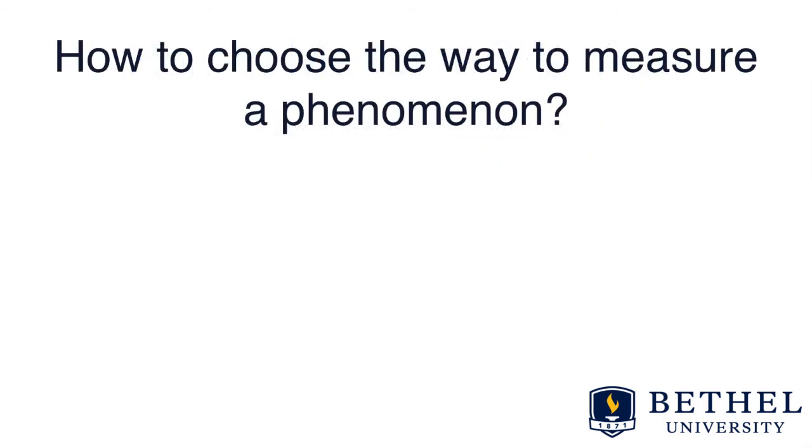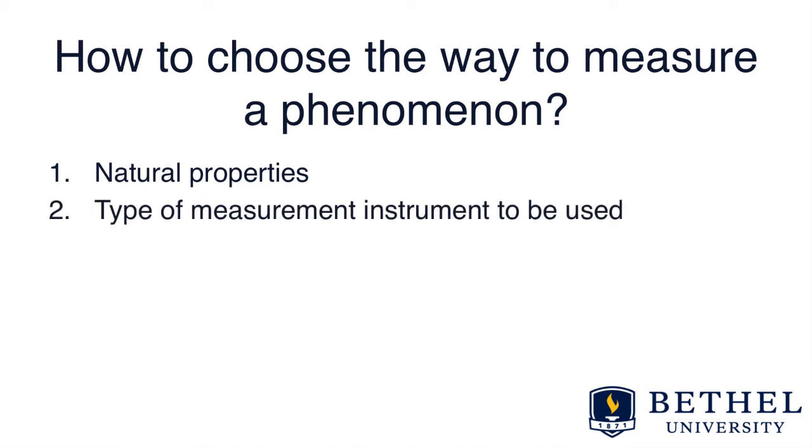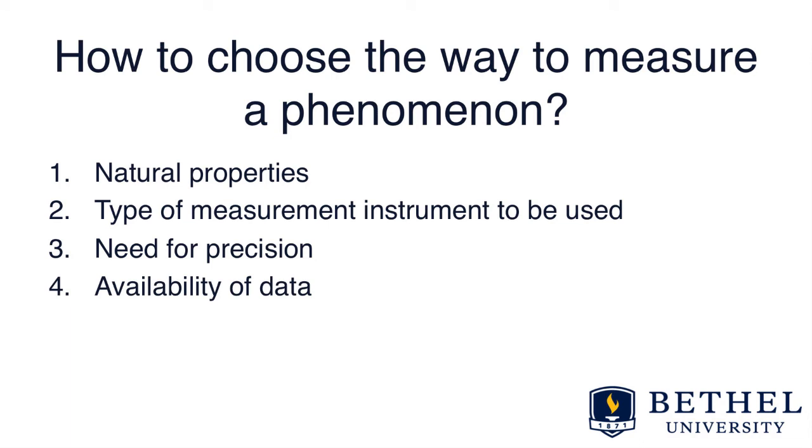How you choose to measure a phenomenon? Well, you need to look at its natural properties. You have to ask what type of measurement instrument is going to be used. You want to discern your degree of precision, because sometimes you don't need to measure things as perfectly as a ratio scale would give you. Something lesser than that will work out just fine. You need to discern, is the data even available? Can I actually measure something the way that I want to? Because sometimes we can't. And then the important aspect is, how are you going to use the data in your analysis? Let me explain that.